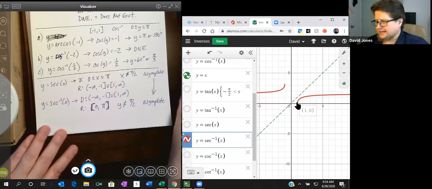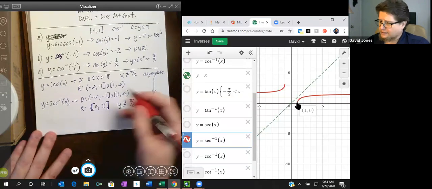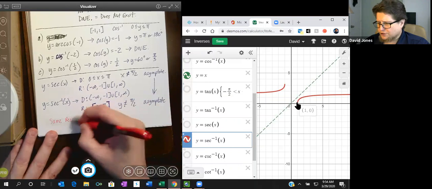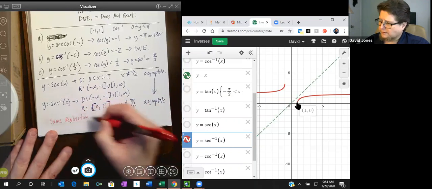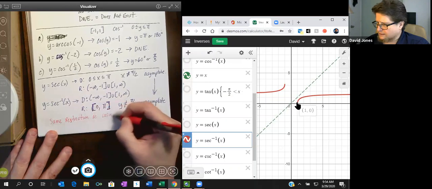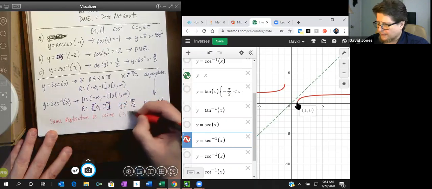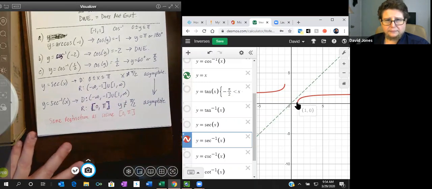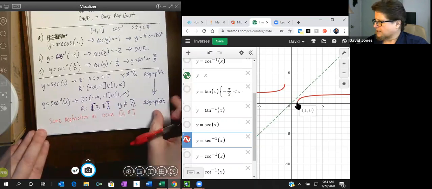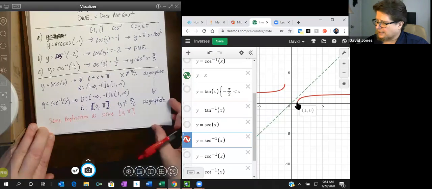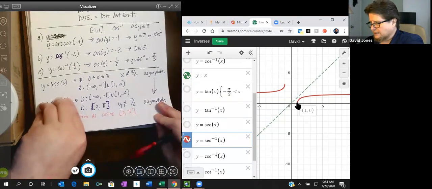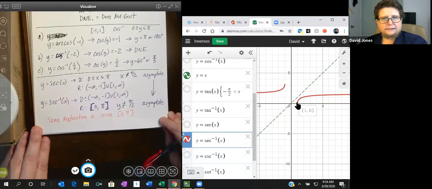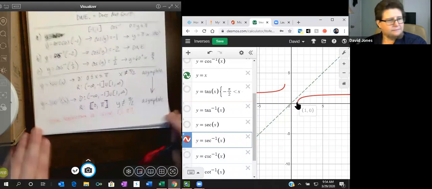So that's secant. Notice, same range restriction as cosine. We want 0 to pi. So let's look at cosecant's rules and then cotangent's. Pause the screen if you need that up longer. Okay.